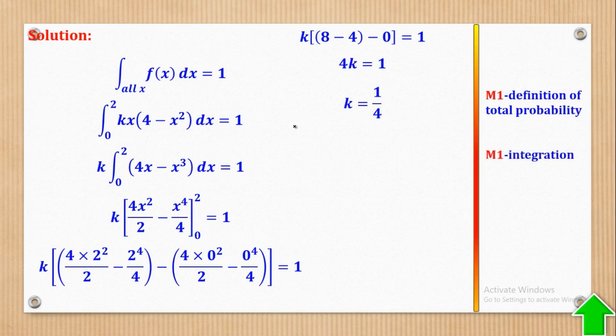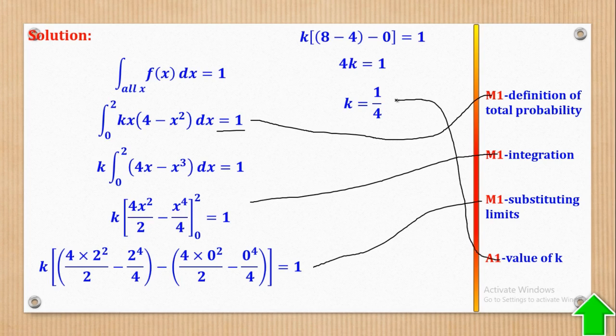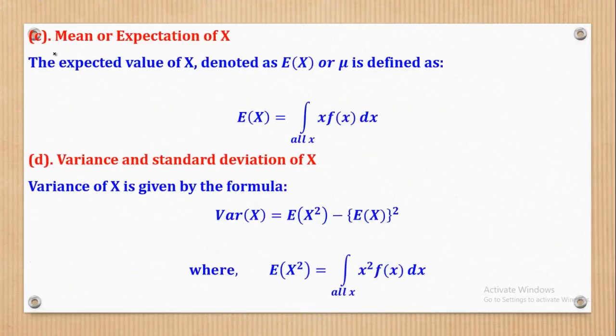Now let's see how marks can be awarded. So M1 for the definition of total probability, this equal to 1 must be seen. Then M1 for integration, M1 for substituting limits, and A1 for the value of k. So that has been part B, which involves total probability and helps us to get the value of the unknown constant. Now let's go to part C, which has mean.